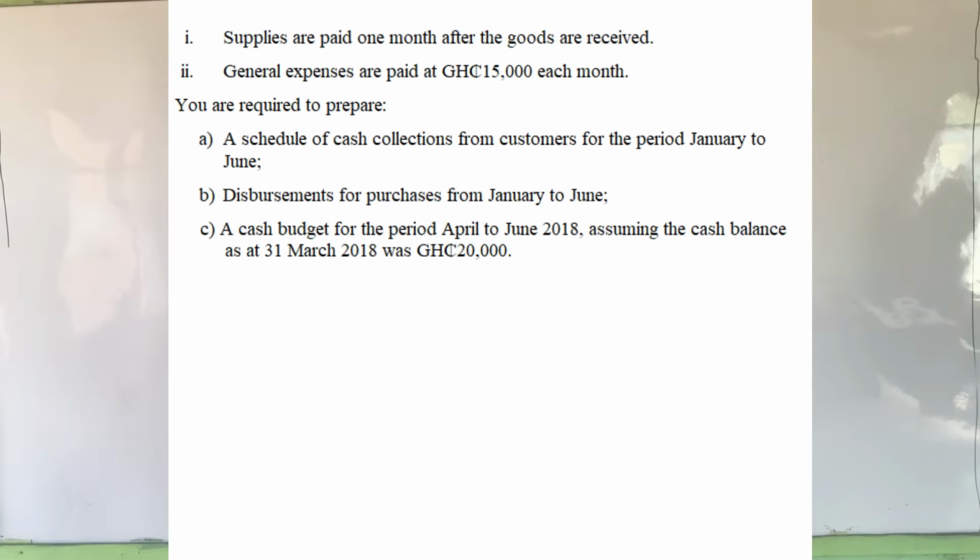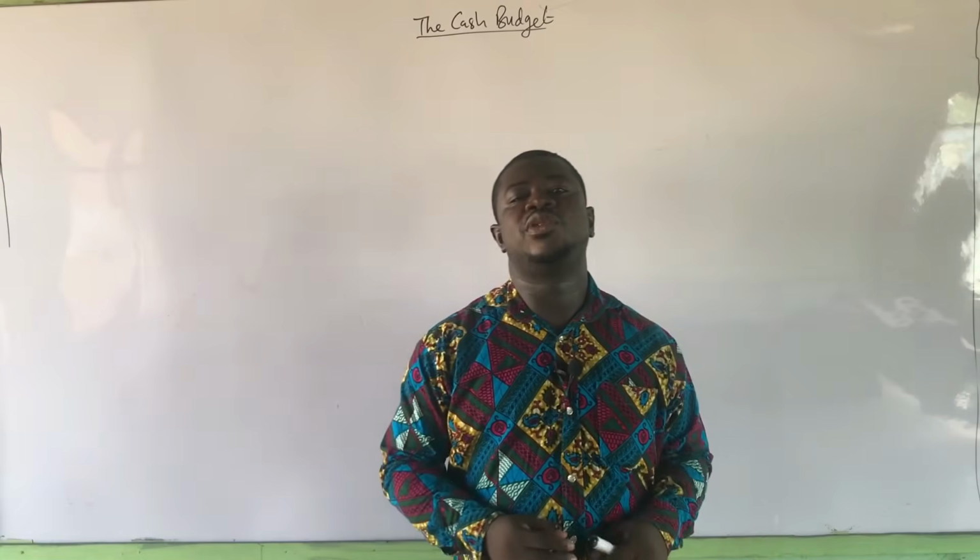You are required to prepare: A, a schedule of cash collections from customers for the period of January to June. B, disbursement for purchases from January to June. And then C, a cash budget for the period of April to June 2018, assuming the cash balance as at 31st March 2018 was 20,000 Ghana cedis. Okay. There is a question that we are going to analyze.